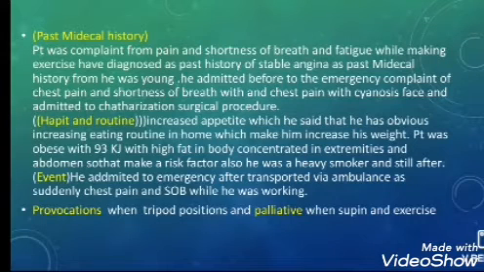Most patients who come with the same signs and symptoms have habits and routines including increased appetite. He said that he was obviously eating more at home in his routine, which made him overweight at 93 kilograms. This fat is concentrated in the extremities and in the abdomen. Another risk factor is that he was a heavy smoker.